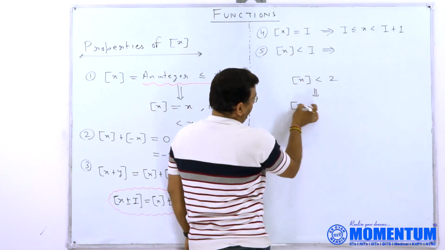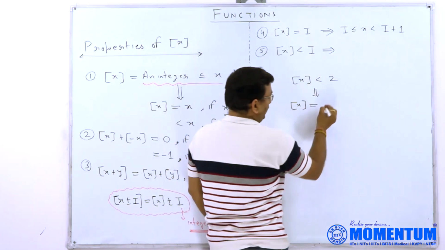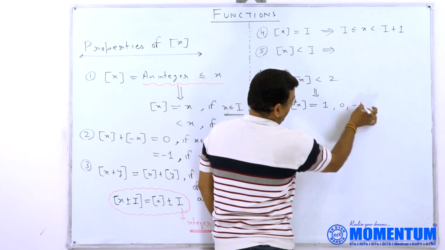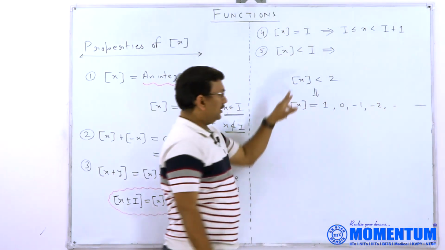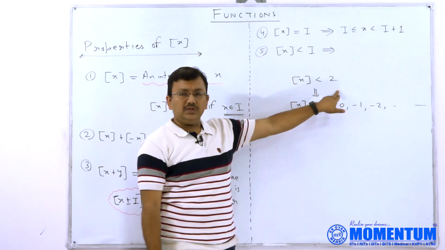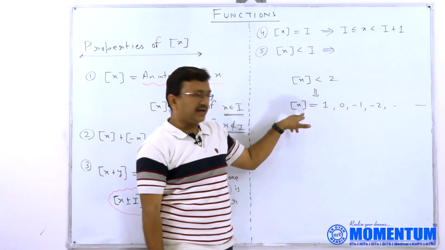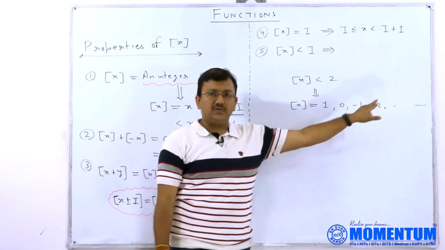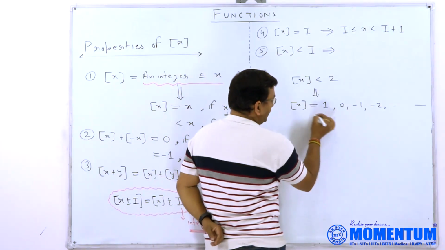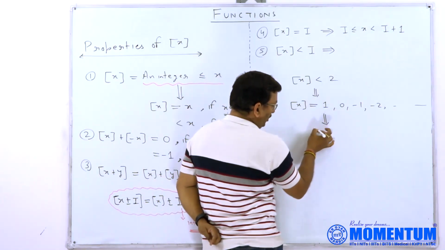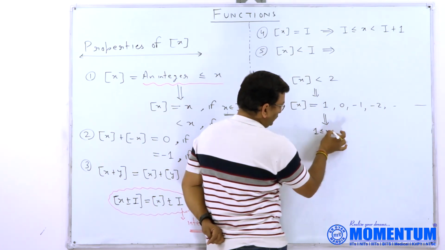So what will we take for the values of the square bracket? 1, 0, minus 1, minus 2 and so on. Square bracket is always an integer. तो less than 2 के नाम पे square bracket क्या होगा? 1, 0, minus 1, minus 2 and so on. Square bracket equal to 1. So what about x? x is 1 to 2.